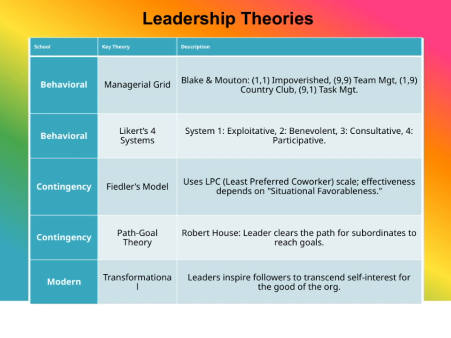Then there's the path-goal theory by Robert House. It suggests that effective leaders clear obstacles and provide support, making it easier for followers to reach their goals. Basically, a good leader adapts their style to help their team succeed, depending on the context.